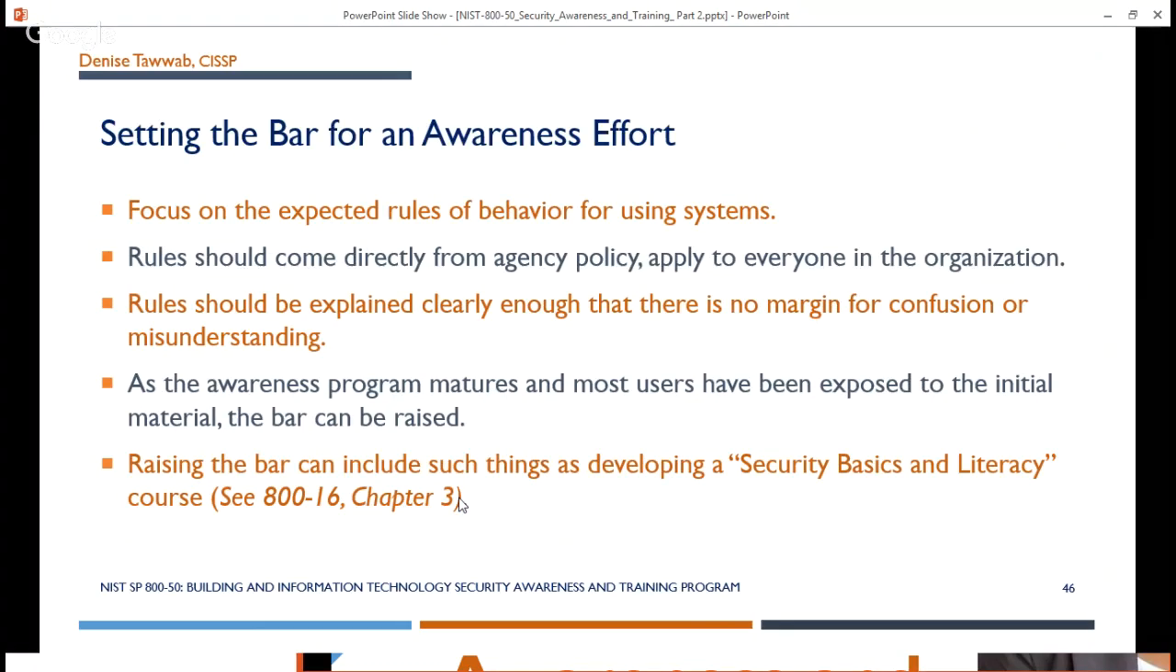For an awareness effort, focus on the expected rules of behavior for using systems. Rules should come directly from agency policy, apply to everyone in the organization, and rules should be expanded clearly enough that there is no margin for confusion or misunderstanding. As the awareness program matures and most users have been exposed to the initial material, the bar can be raised. Raising the bar can include such things as developing a security basics and literacy course. And this actually is going to be chapter 3 of special publication 816.